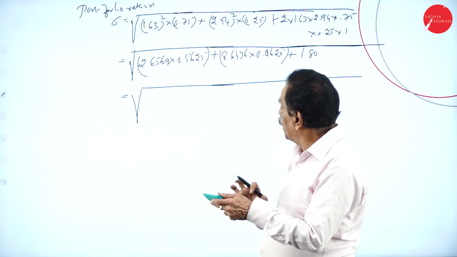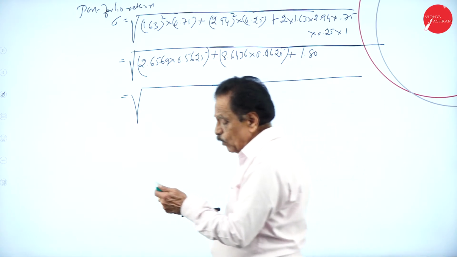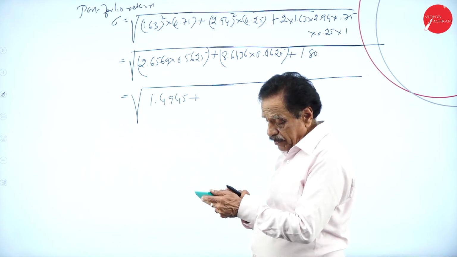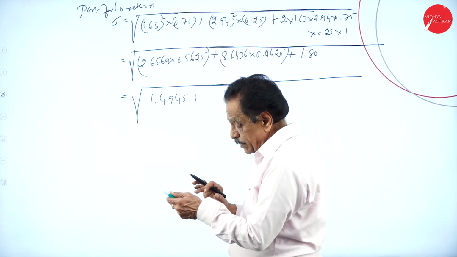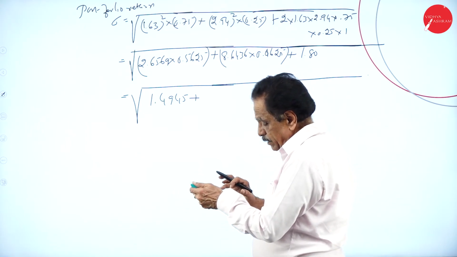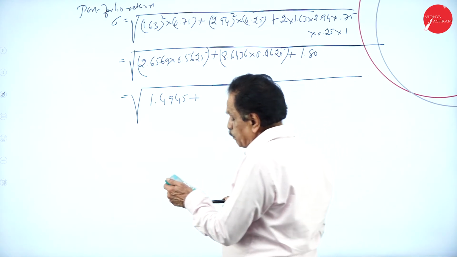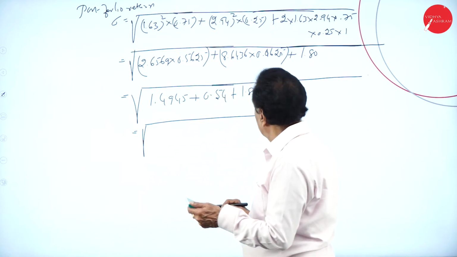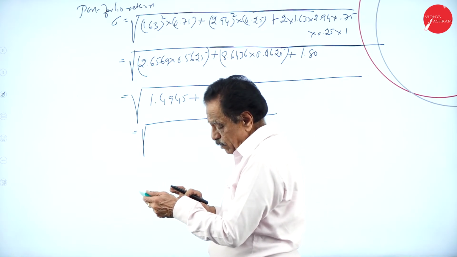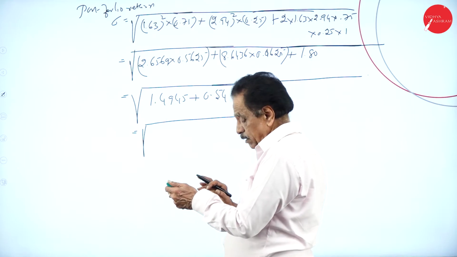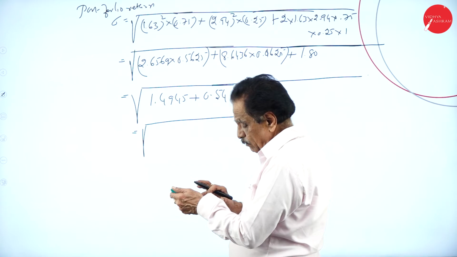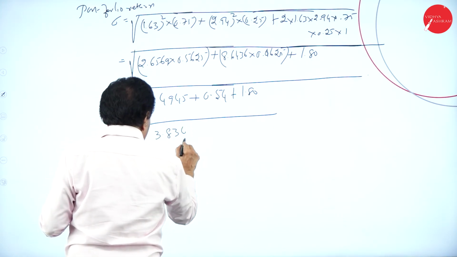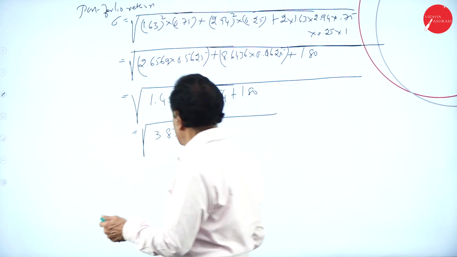This is equal to root of 2.6569 into 0.5625, 1.4945, plus 8.6436 into 0.0625, 0.54, plus 1.80. Root of 0.54 plus 1.80 plus 1.4945 is 3.8347. Root of this is 1.958.